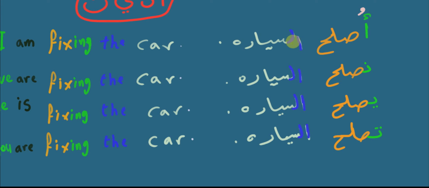This L here, you don't pronounce the L when you say it in this case. So you say السيارة. And sometimes you say it, like الكتاب. So just be aware of that. Sometimes it's pronounced, sometimes it's not. So I am fixing the car. أصلح السيارة.